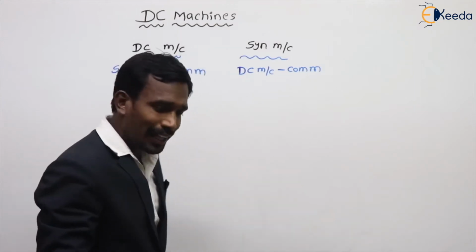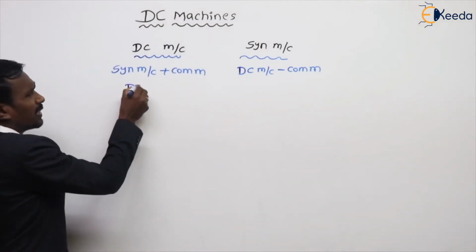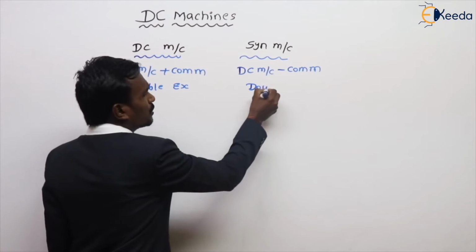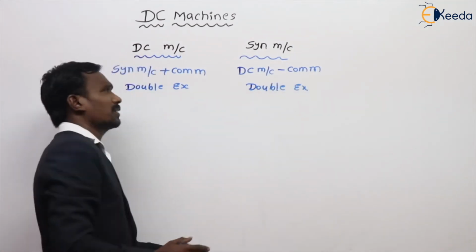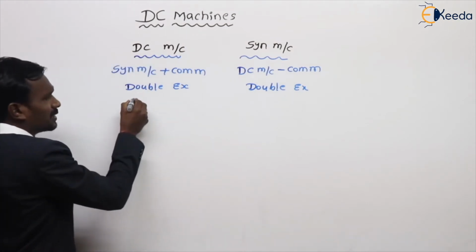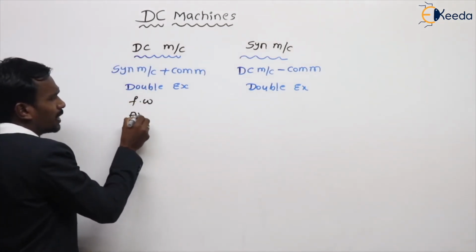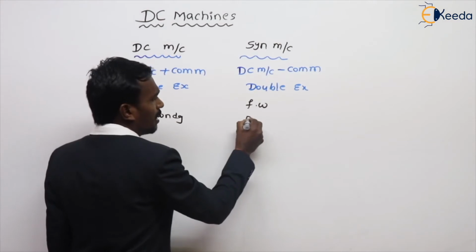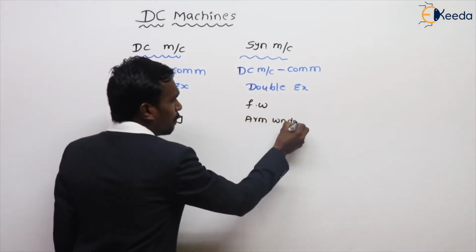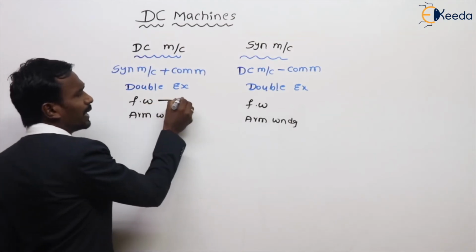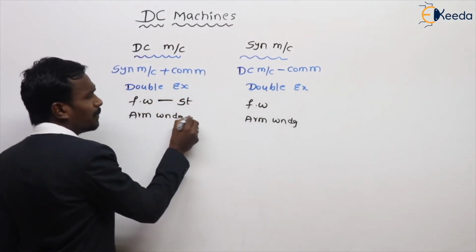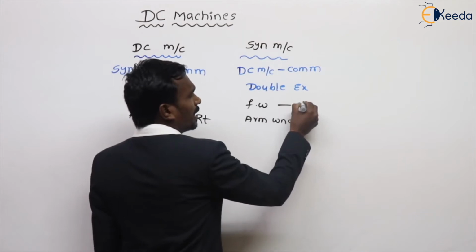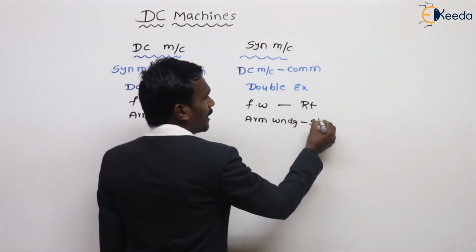Just wait. Generally, DC machines are double excited machines. Of course, synchronous machines are also double excited machines. Both are double excited machines. In a DC machine, we have a field winding and armature winding. Even in a synchronous machine, we have a field winding and armature winding. But in a DC machine, the field winding is placed on the stator and the armature winding on the rotor. In a synchronous machine, the field winding is placed on the rotor and the armature winding on the stator.